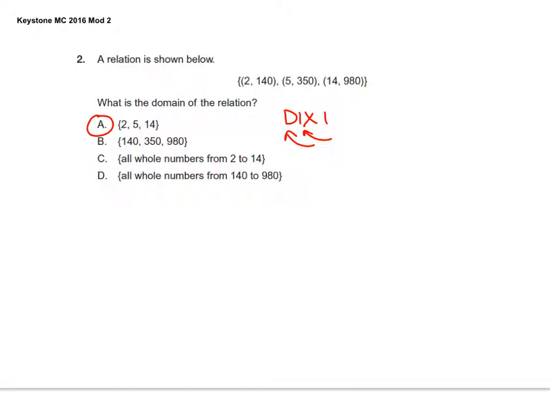Question 2, remember for relations, when we're talking about domain and range, one of the things we can remember is DIXIE, ROYD. The D stands for domain, and the I is the input, X is the x-axis, and I is the independent. So going through here, we see that the domain is made up of the numbers 2, 5, and 14. So that's what that question is asking there.